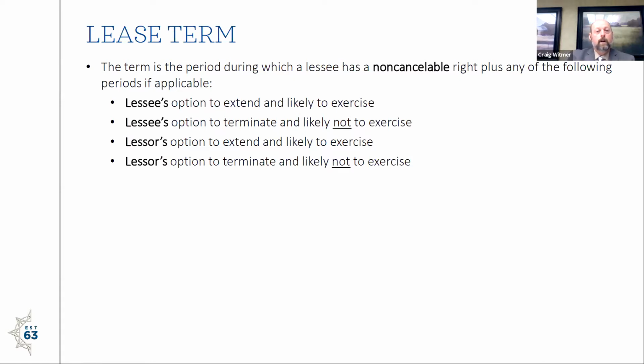You don't automatically use 5, you don't automatically use 25 plus 5 or 30, but you need to use your judgment and make a determination. Here's how many of those extension periods we believe we are going to exercise. And that is what is going to drive the lease term. So again, that's a very critical determination and something that is going to take some judgment in a lot of leases.